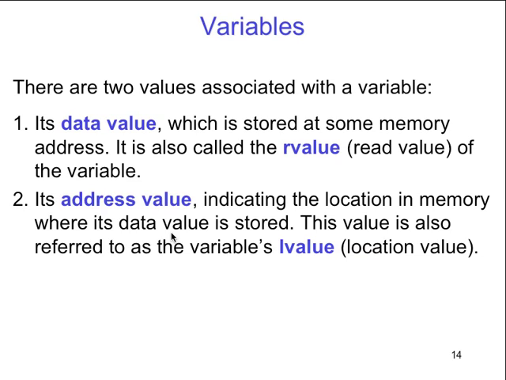And then we have the L value, the location value. So the read value is the data value. And then we have the address value. The address value nobody looks at until they start looking at pointers. Then you realize we have an R value and we have an L value. The read value is when you say, what is I?